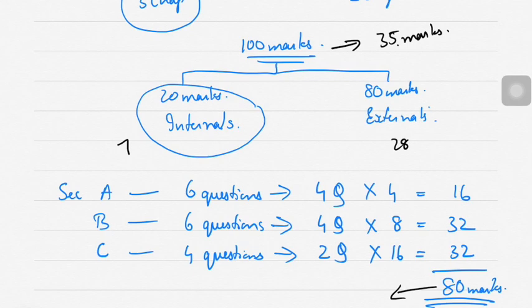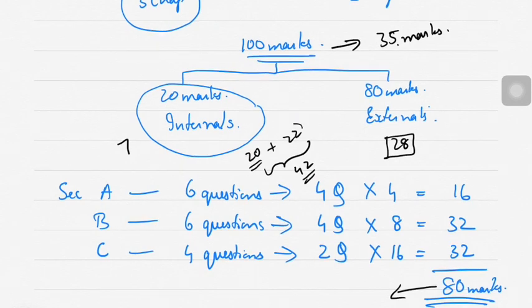Now, suppose in your internals you have scored full marks, 20 out of 20. But in your externals you have to score minimum 28, otherwise you fail. Suppose in your externals you have scored 22, still you fail. Though the total is 42, still you fail, because in your external your marks is not 28. So you have to score minimum 28 in the external to pass in the exam, no matter how much you score in your internals.